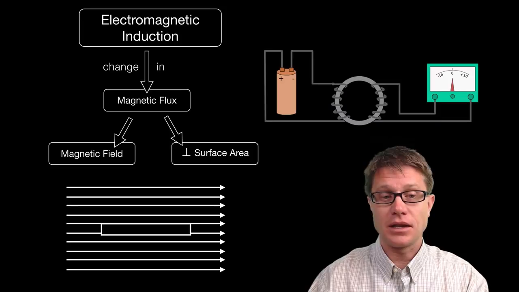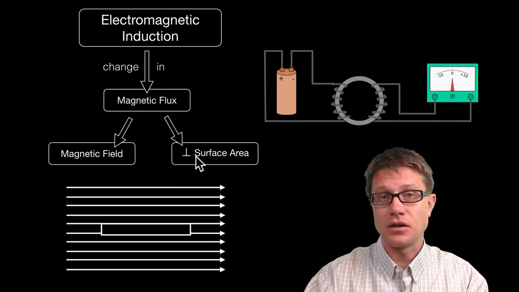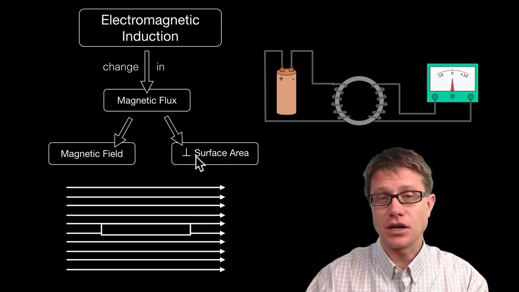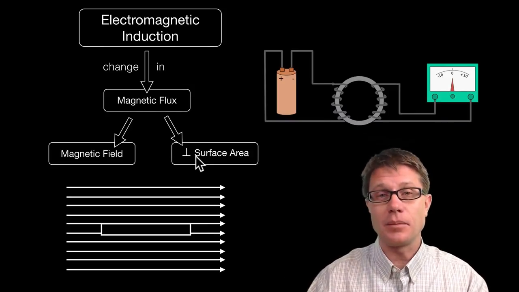And so let's say we turn it like this. The magnetic flux is going to be 0 because none of these magnetic field lines are going to be perpendicular to the surface. But it changed between those 2 points. And so we're going to have induction and we're going to have current. So that seems a little non-intuitive, but it has real world applications.